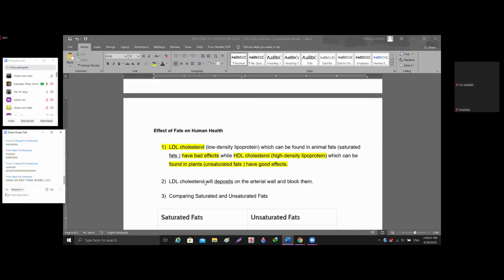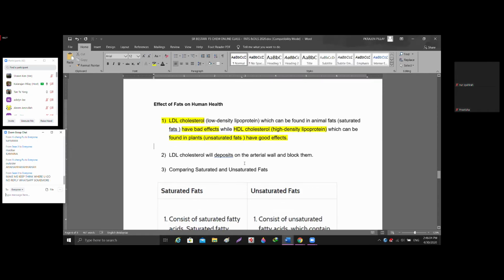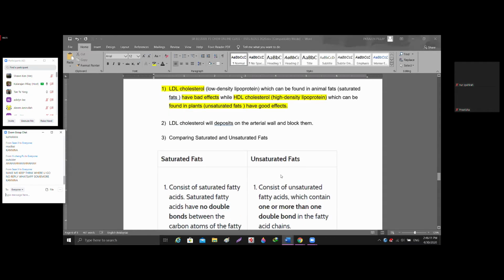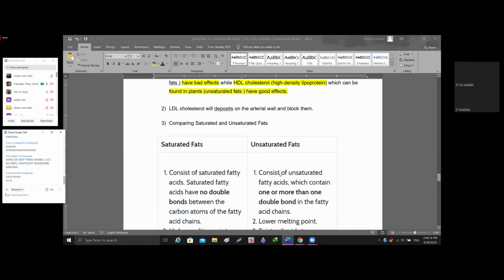All right. So note it down. LDL cholesterol will deposit on the walls of the arteries and block them. LDL is an unhealthy cholesterol. Any questions so far? So you must reduce the intake of saturated fat. All the animal fat, animal meat, red meat. Red meat is all saturated fat. Please note it down. Okay, white meat has less saturated fat. Chicken meat has less compared to red meat.